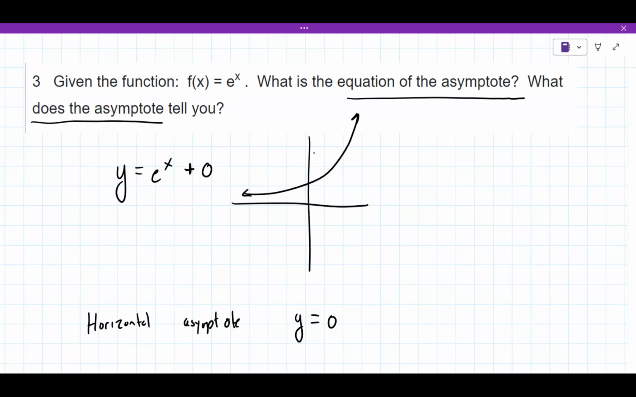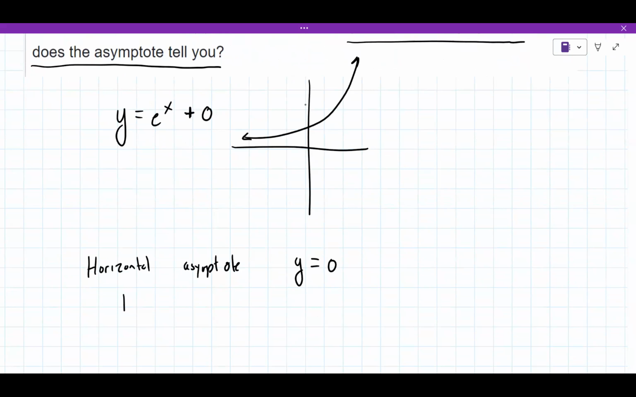Now, what does the asymptote tell you? The asymptote always tells you what's called end behavior. It also helps you with range.